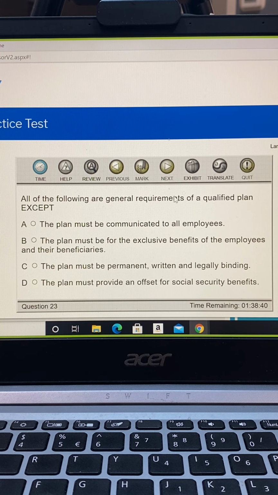All of the following are general requirements of a qualified plan except: all of them follow the general requirement to offset the Social Security benefits. Right, that's what I think. If you have a qualified plan, that doesn't have anything to do with it. Well, some companies do, but in most cases it's not necessarily tied to Social Security.